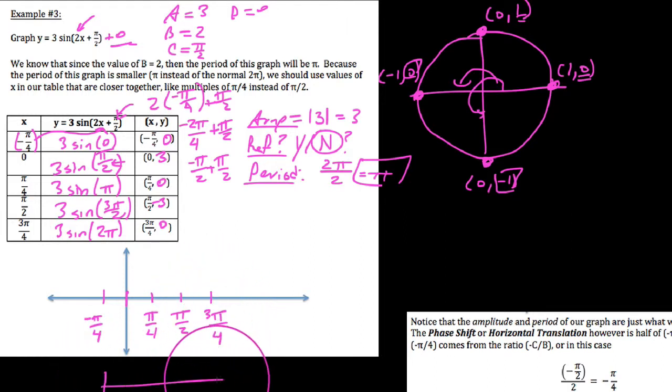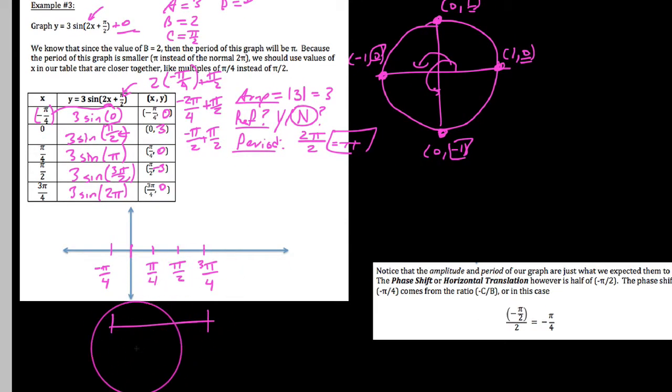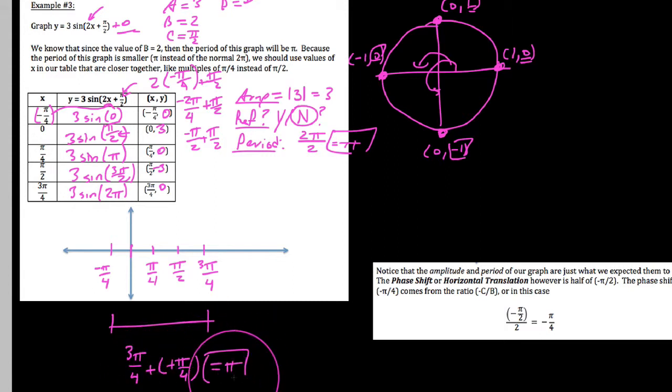What's the total distance from negative pi fourths to 3 pi fourths? We could take 3 pi fourths and subtract off negative pi fourths, because that's the geometric distance there. We would get a positive 4 pi fourths, or pi, but we fully expected this because the period of this graph is pi. And the amplitude here looks to be a value of 3. We already predetermined this also.